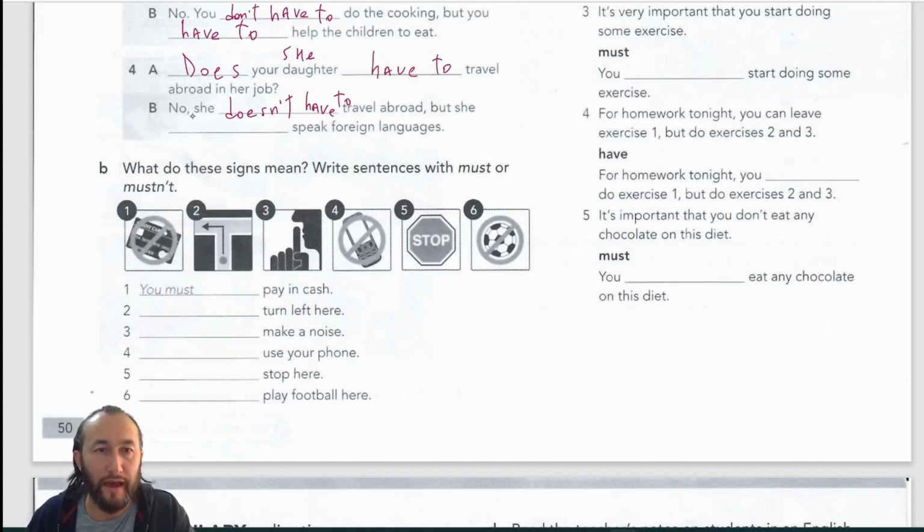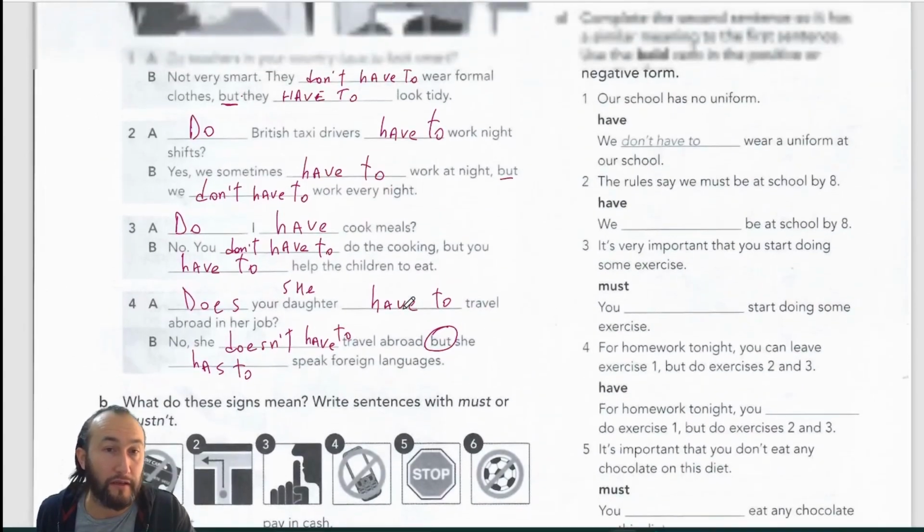But she has to. She has to. And why I'm saying doesn't have to and has to is because of the meaning of the conversation, guys. So because of but, when one side is positive, the other side should be negative, and vice versa, guys, right? So she doesn't have to travel abroad, but she has to speak foreign languages. And again, why am I selecting have to?